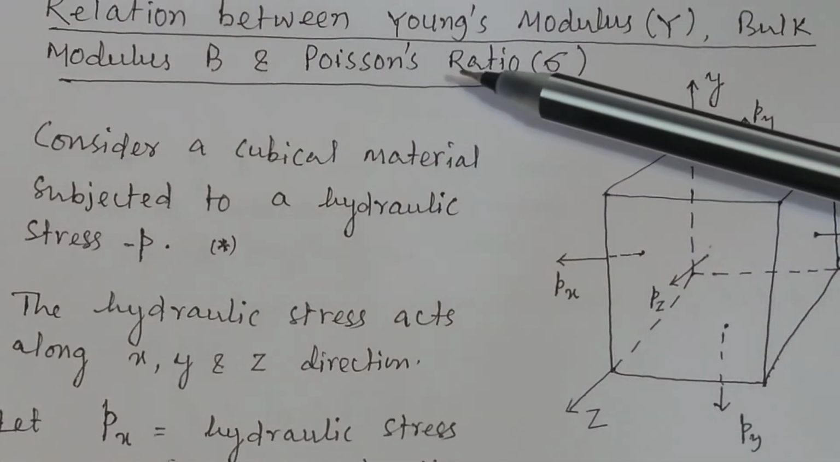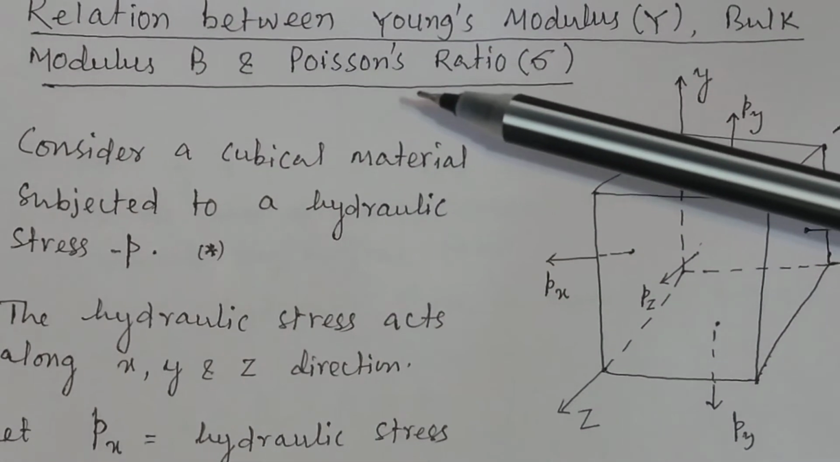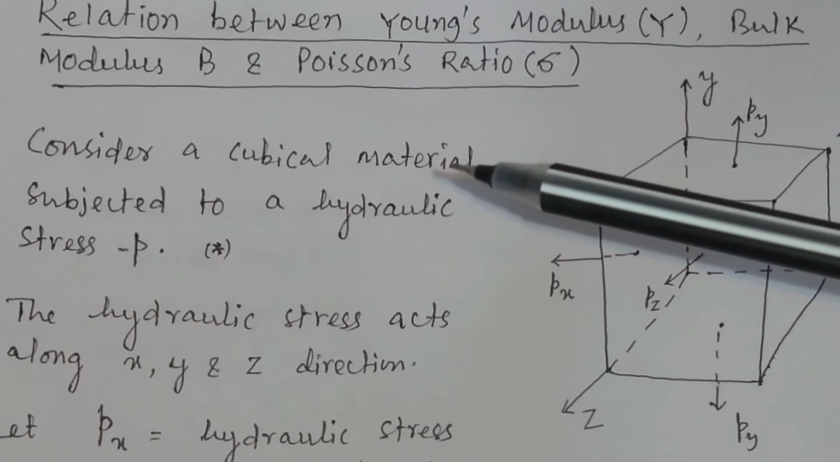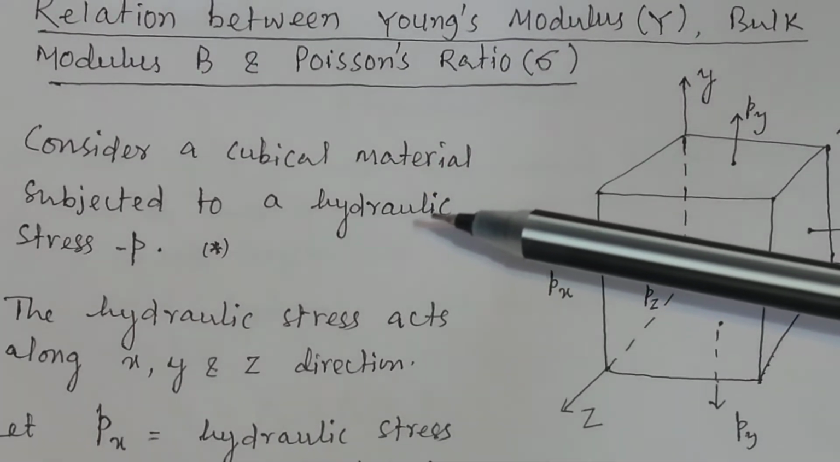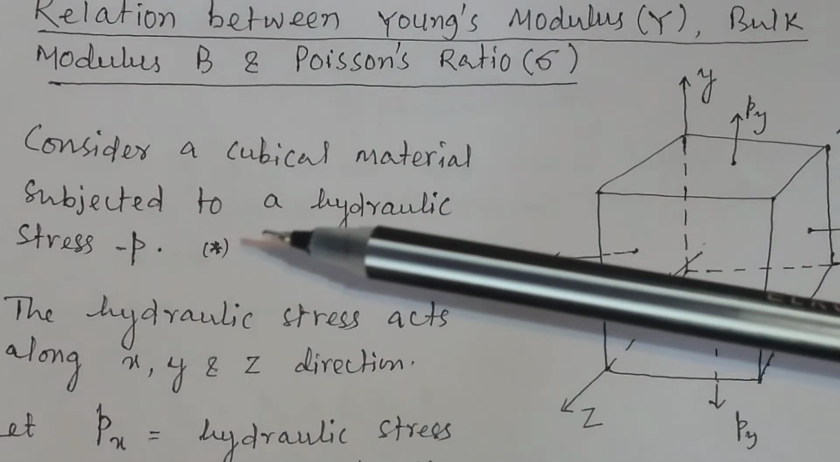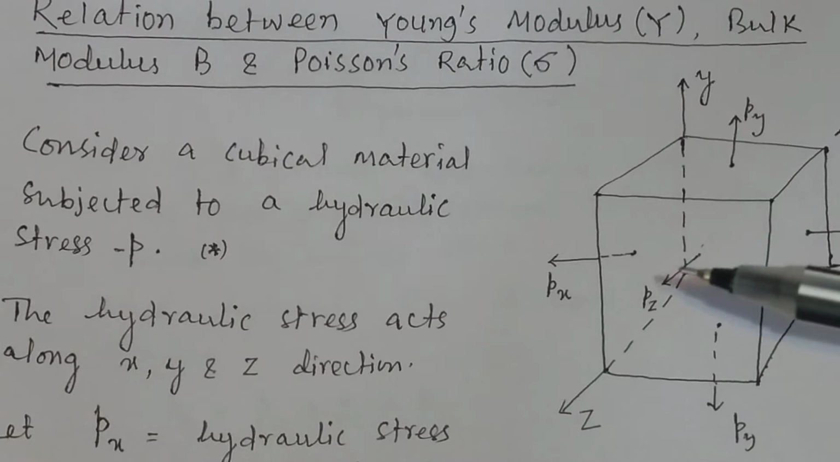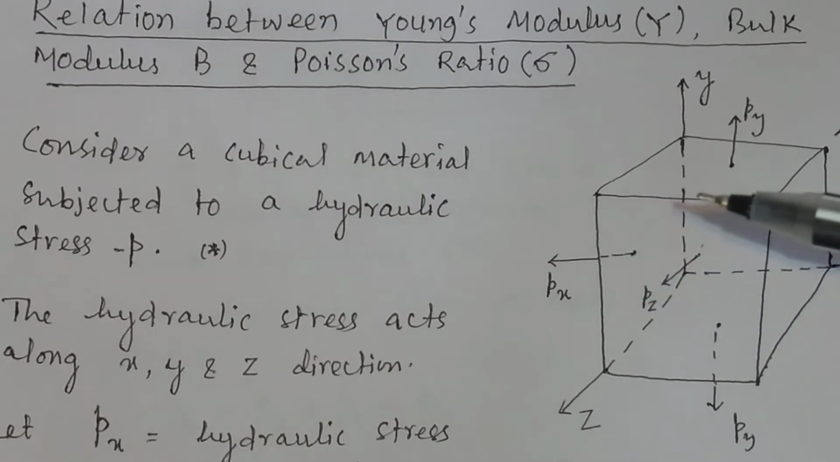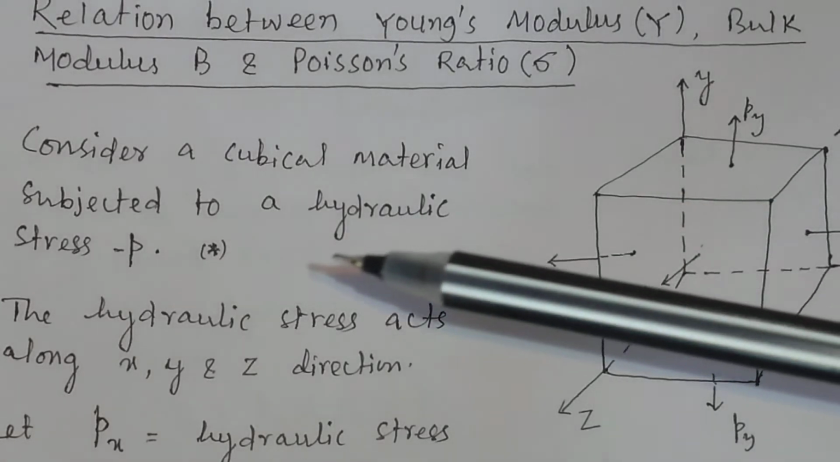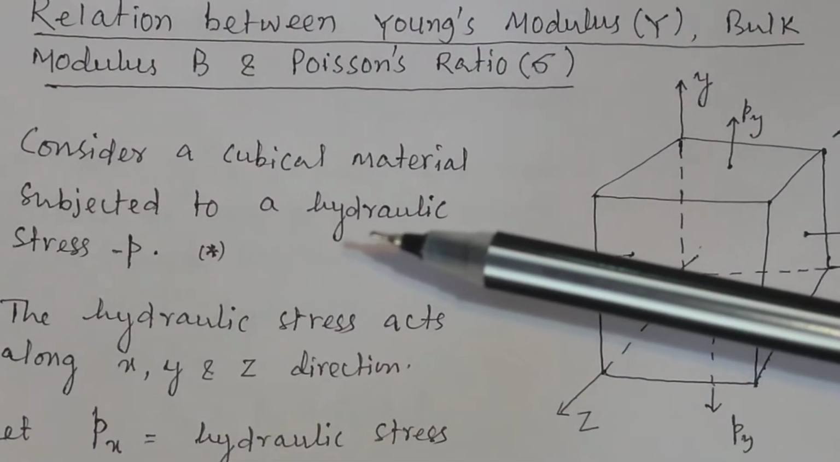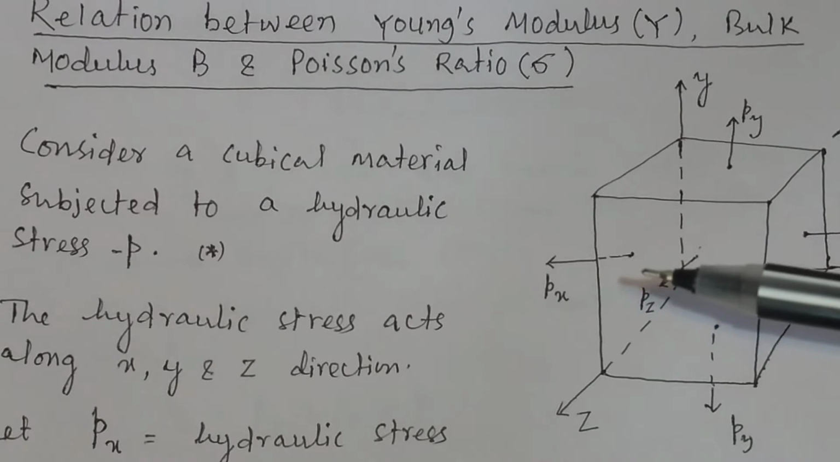Relation between Young's modulus, bulk modulus, and Poisson's ratio. Consider a cubical material subjected to a hydraulic stress minus P. Why do you consider a cubical material? Because of simplicity of the derivation. And here the negative sign shows that the hydraulic stress is given by the body.